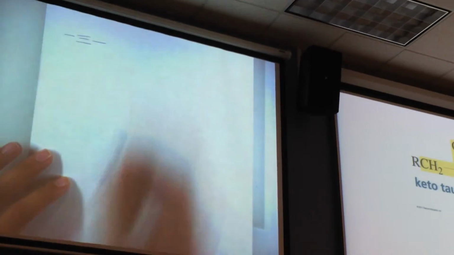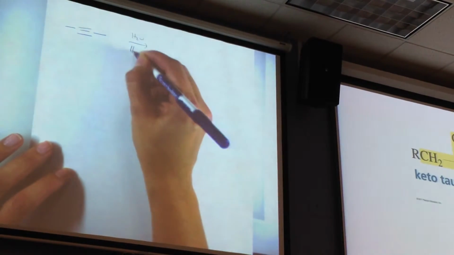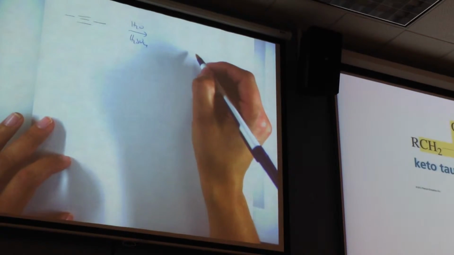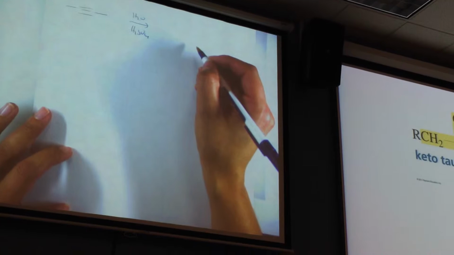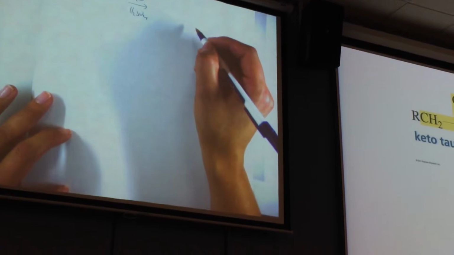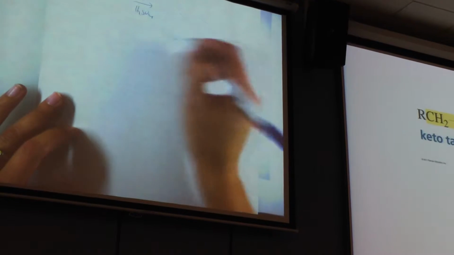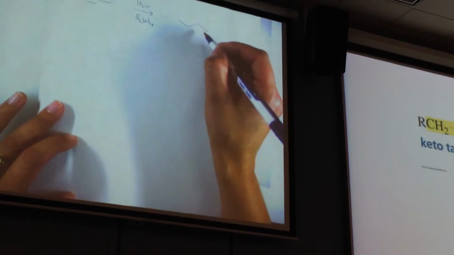This right here? H2O, H2SO4. What is the product? Anybody? Keto. Ketone, okay. So this is a four carbon chain, right? 1, 2, 3, 4. So where do I put the ketone?